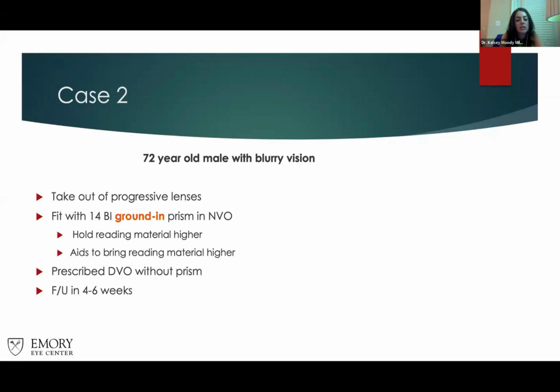I started with a 14. I also wanted him to hold his reading material higher, or if that ever became difficult for him, to get different visual aids to bring his reading material higher, like a reading stand or even just elevating things. This is often what I tell patients, even with progressive supranuclear palsy, when they're eating, it's helpful to elevate the food on some sort of surface. I also prescribed him a separate distance pair of glasses without prism and brought him back in 4 to 6 weeks.